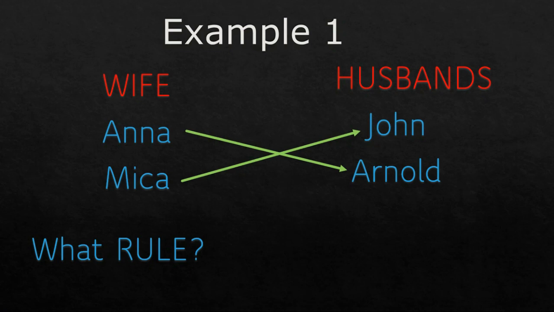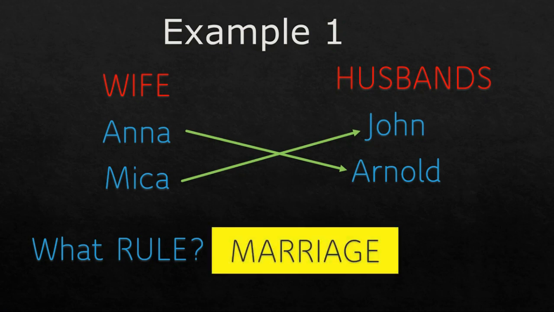Definitely, in order for them to be technically called the husbands and wife, they must be married. So the rule that connects husband to his wife is marriage. So the rule for our example is marriage.